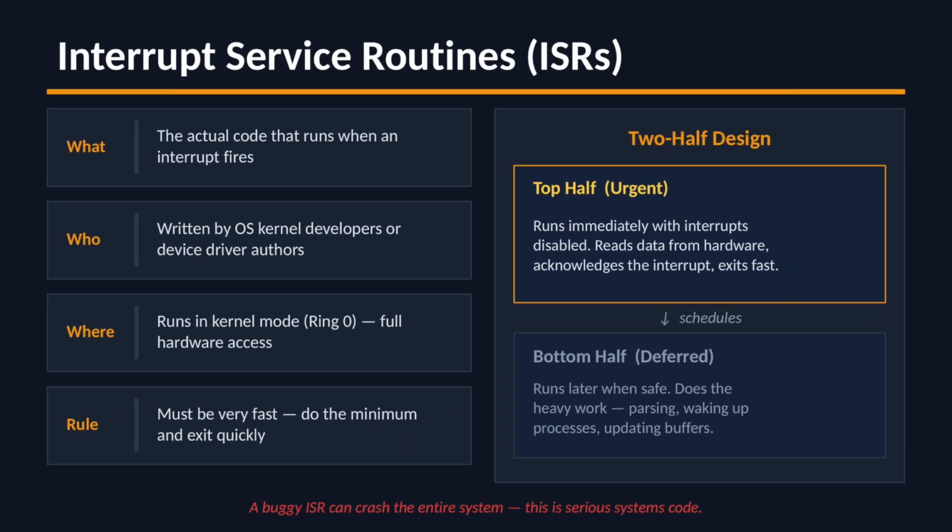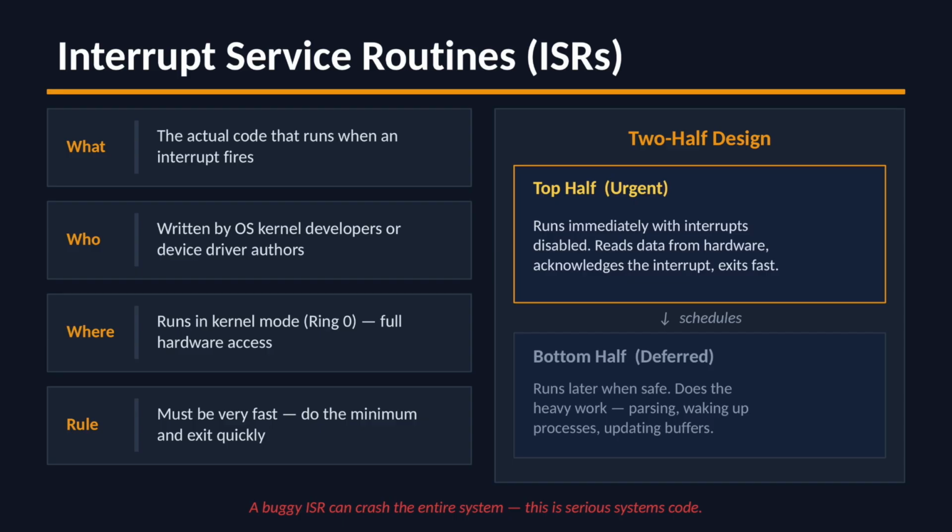When an interrupt fires, the code that actually runs is called an interrupt service routine or ISR. ISRs are written by OS kernel developers or device driver authors. They run in kernel mode, that is the highest privilege level, which means they have full access to the hardware. So, a buggy ISR can crash the entire system. This is serious low level code.